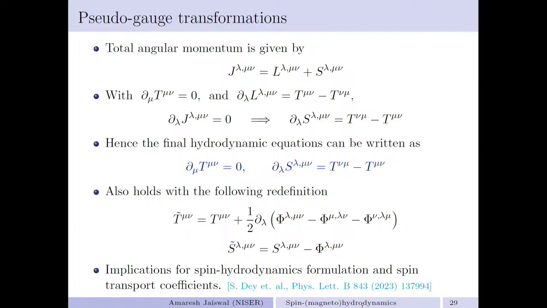All right. And it leads to certain problems, because if I cannot uniquely define my energy momentum tensor and spin tensor, then I cannot uniquely define my transport in the system. For example, shear viscosity, bulk viscosity. Okay, viscosities are well defined, but transport in connection with the spin diffusion becomes a little tricky.